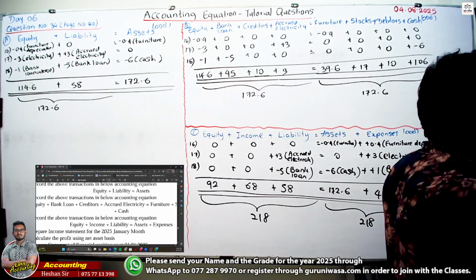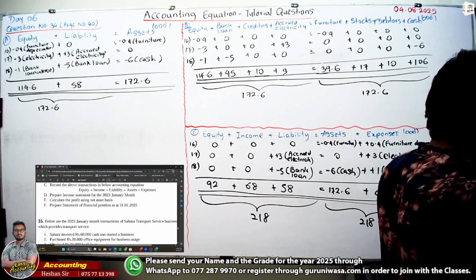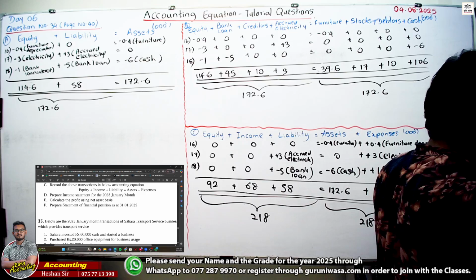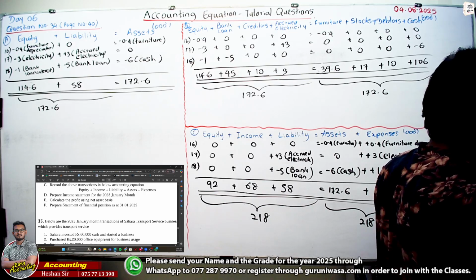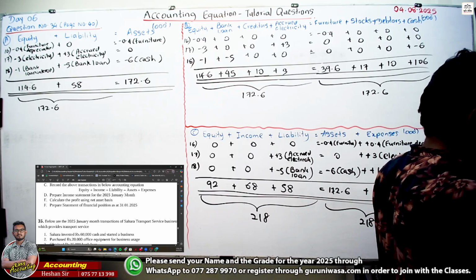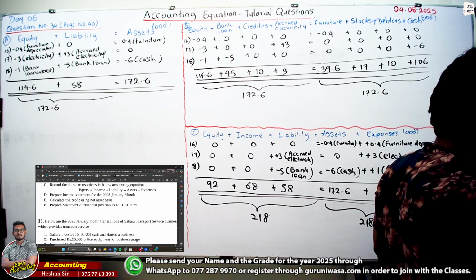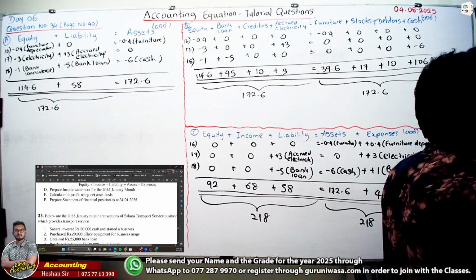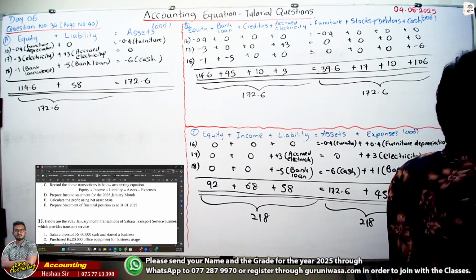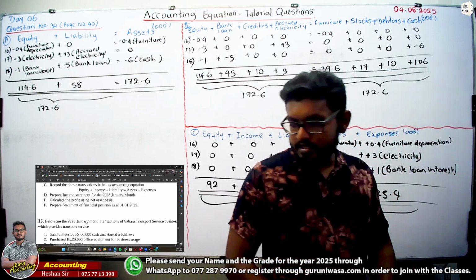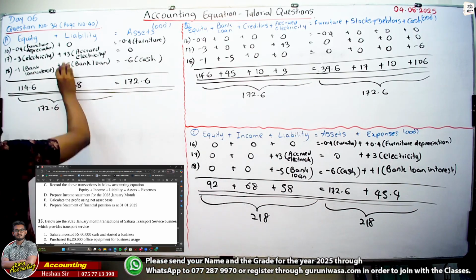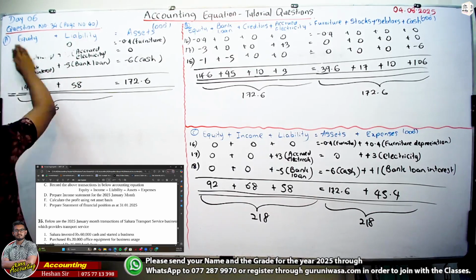Right. Now, in D, what is the thing asking about? Income statement. Shall I erase all the things? All clear to you guys? Right? I'm going to erase. Let's finish. Anyhow, we can finish.